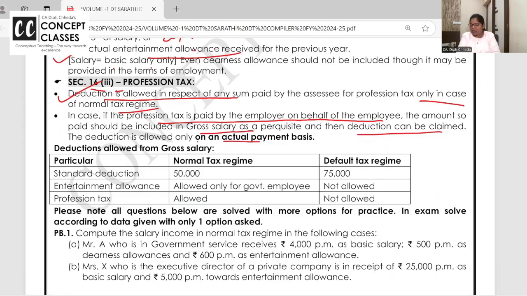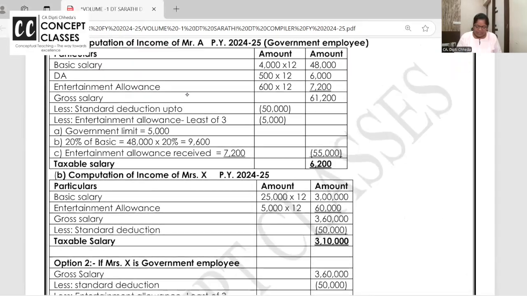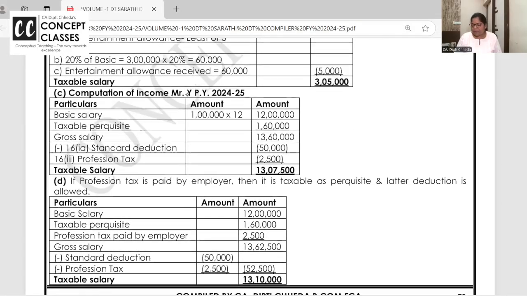Now check this table. I have made one more table like this in the end also, but this one is really nice. If you go for the default tax regime, the standard deduction is 75,000. Entertainment and PT are not available. The only deduction allowed if you go in the default tax regime is 75,000. If you opt out of the default tax regime, then the standard deduction is 50,000. Entertainment allowance is allowed, but only in case of a government employee. And PT is also allowed. Clear? Right. So with these deductions, I have made you practice problems, but the practice batch is over.